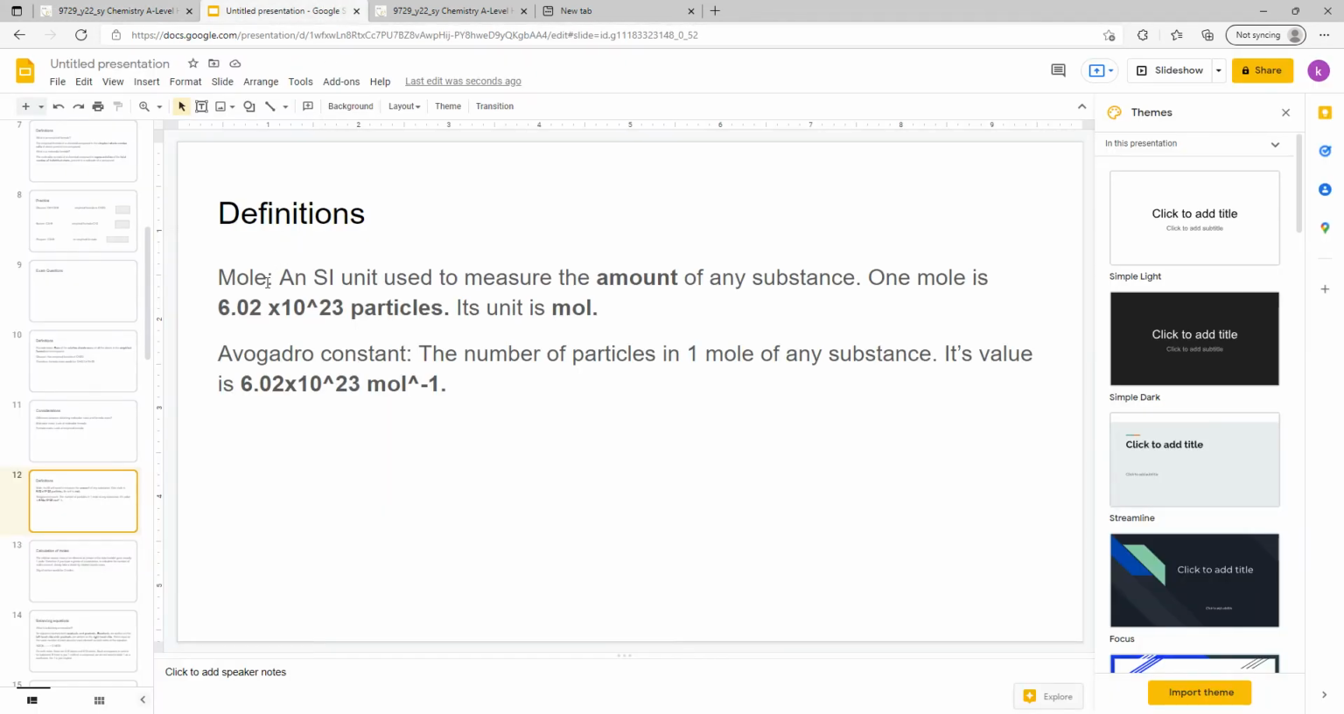The mole is an SI unit used to measure the amount of any substance. 1 mole is 6.02 times 10 to the power of 23 particles, and the unit is mol, the short form. The Avogadro constant is the number of particles in 1 mole of any substance. Its value is 6.02 times 10 to the power of 23 per mole.